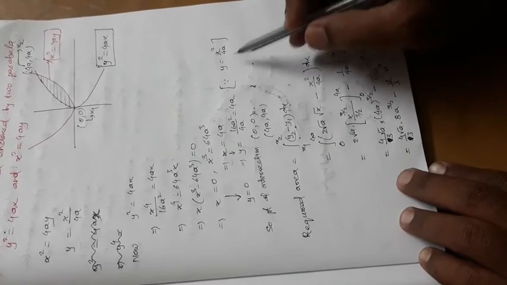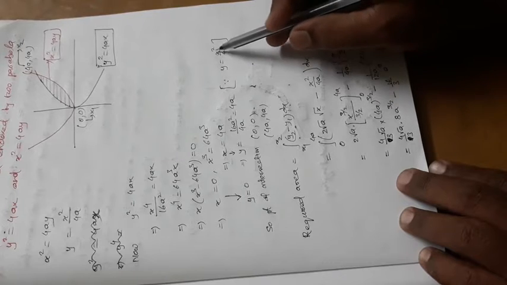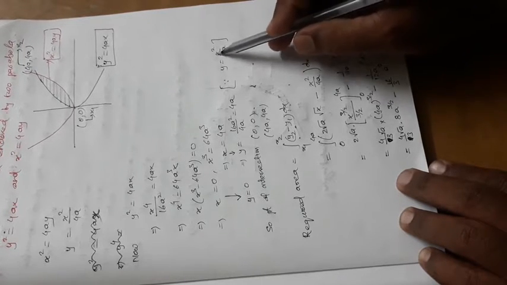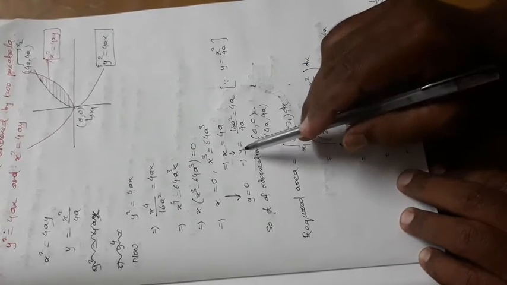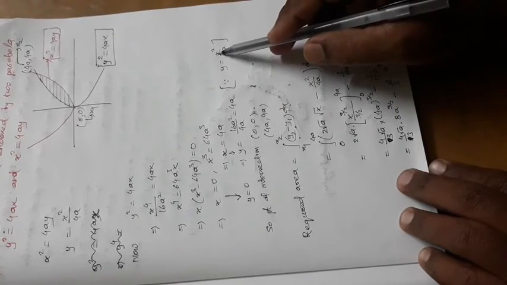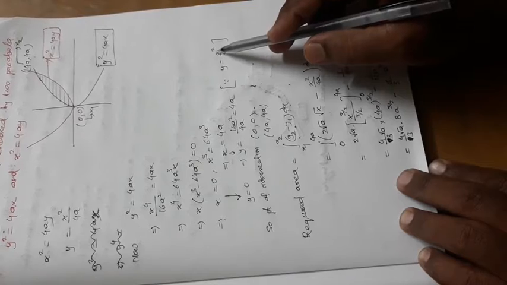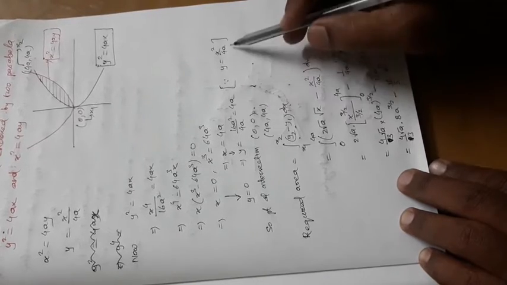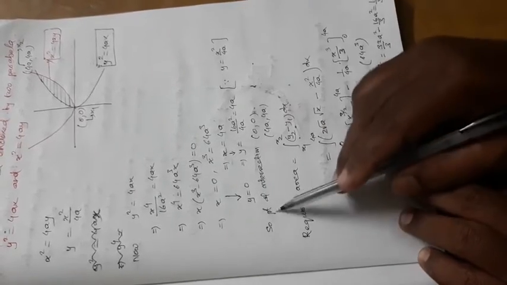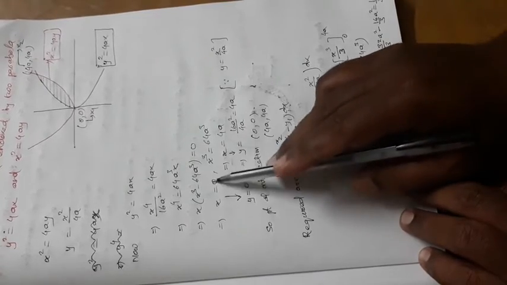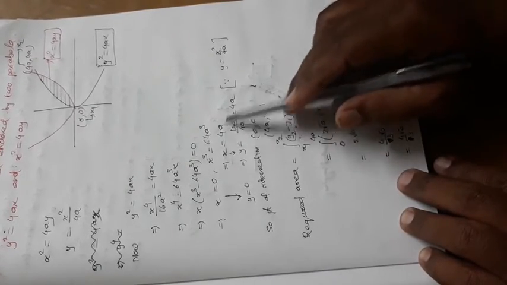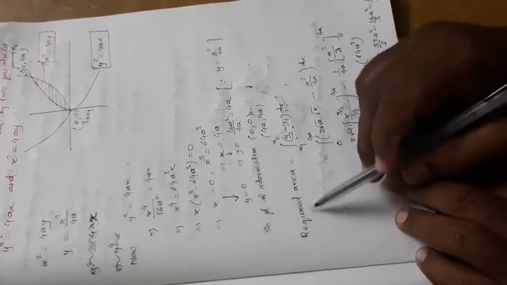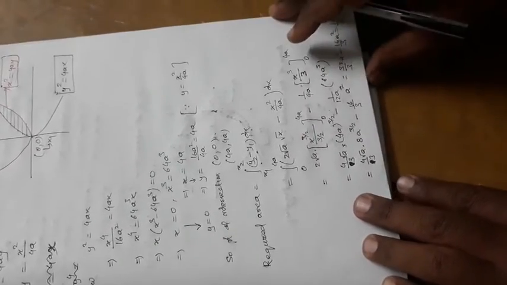When x is equal to 0, as y is equal to x square by 4a, y is 0. Another, when x is equal to 4a, apply here, it is 16a square by 4a, that is 4a. So the point of intersection is 0, 0 and 4a, 4a. Now the required area is equal to what?